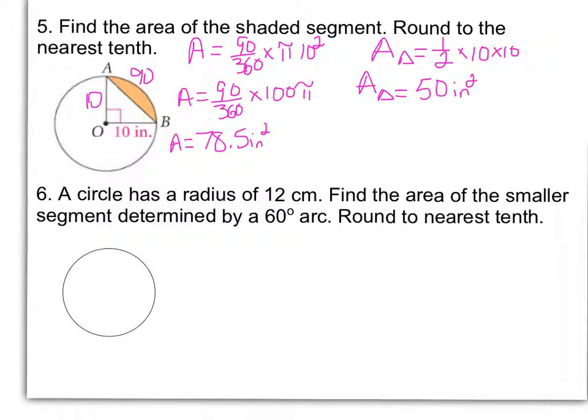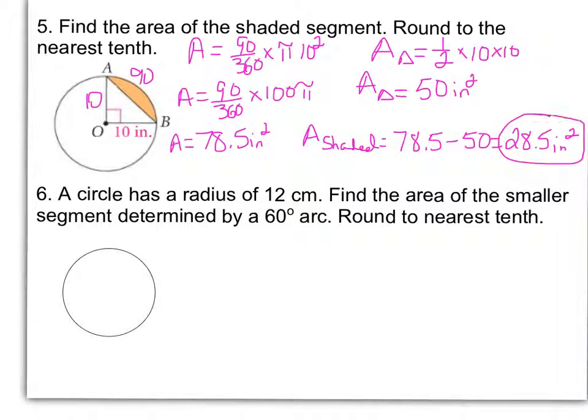So to find the area of the shaded region, the area of shaded will be 78.5 minus 50, or 28.5 inches squared. That's the area of just that small shaded segment.